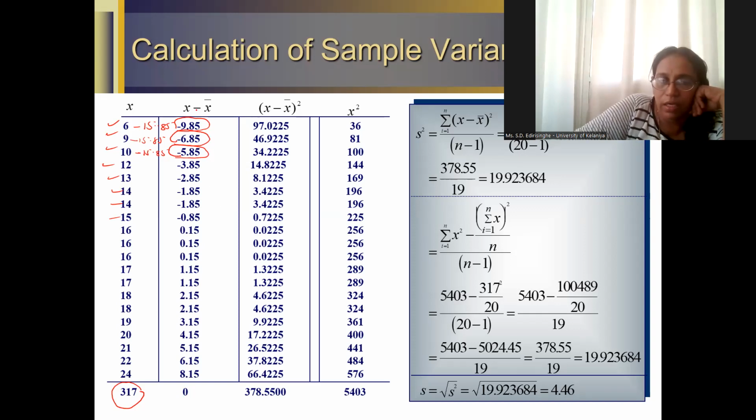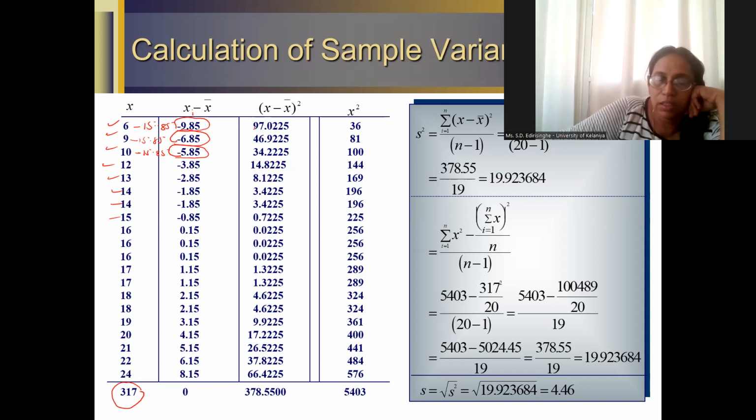So why will it be 0? That is xi minus x bar. So plus values and minus values will cancel. So the xi minus x bar total will be 0.